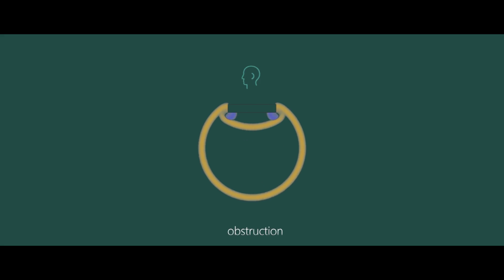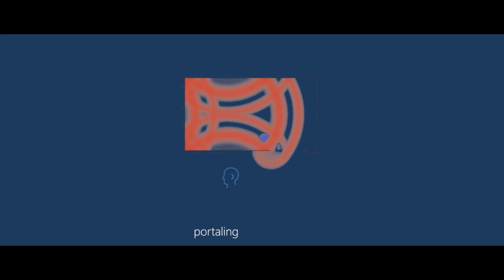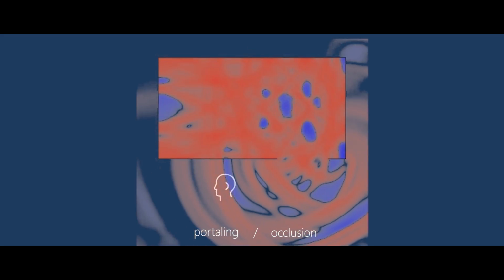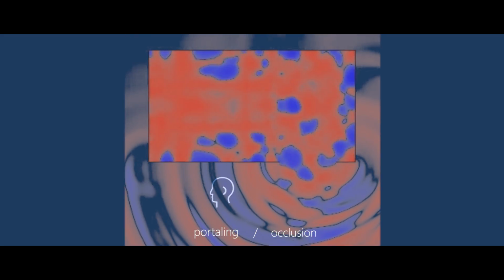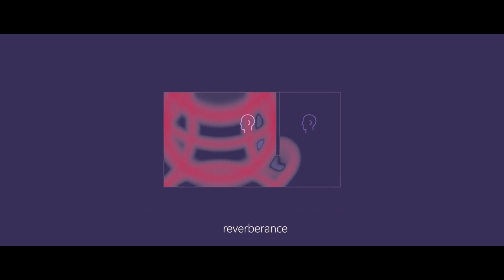One is obstruction, which is to say sound waves bend around stuff. The second one is portaling, sounds redirected by the environment around you. The third effect is occlusion, which is just including the initial sound and the reverberant sound. The fourth effect is reverberance. The fifth effect is decay time, which is simply that a bigger room reverberates for longer.